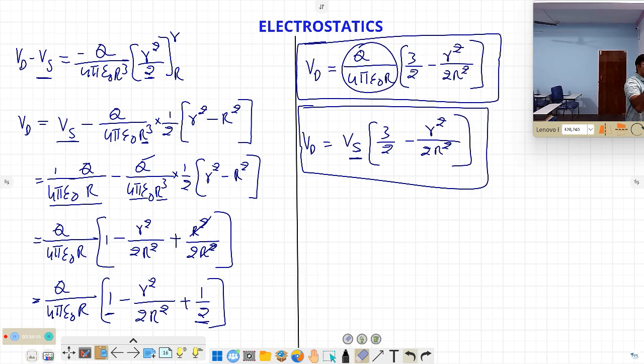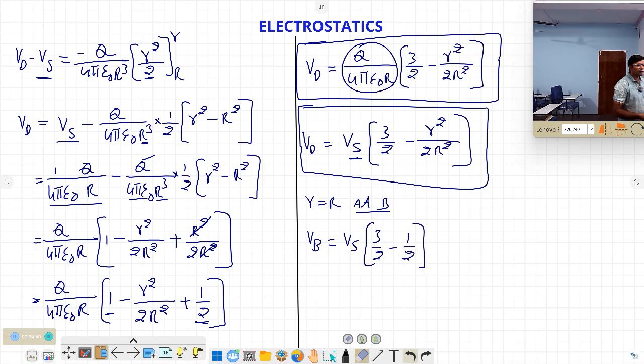Now we can conclude whether it is correct or not. To check whether the equation is correct or wrong, check it on the surface. On the surface means the r value is equal to capital R, that is at point A, sorry, at point B. So put r equal to R, what are you going to get? Vb is equal to Vs into 3 by 2 minus R square by R square, so both cancel. How much are you going to get? 1 by 2. 3 by 2 minus 1 by 2, that is 2 by 2, that is 1. That is Vs you are going to get.